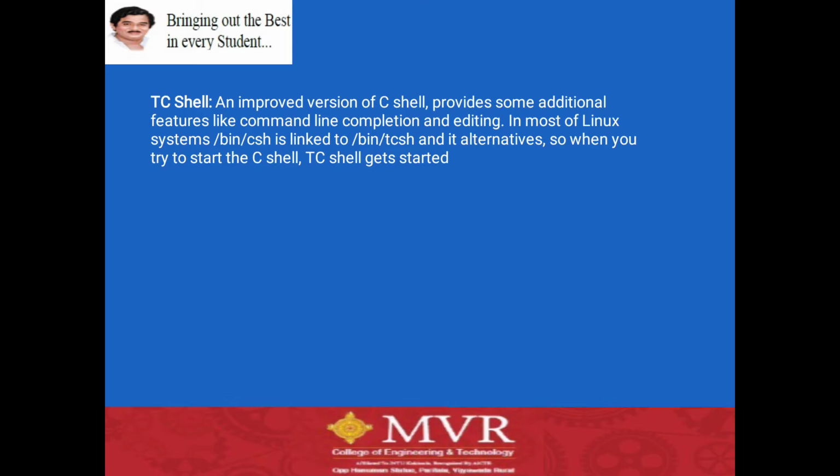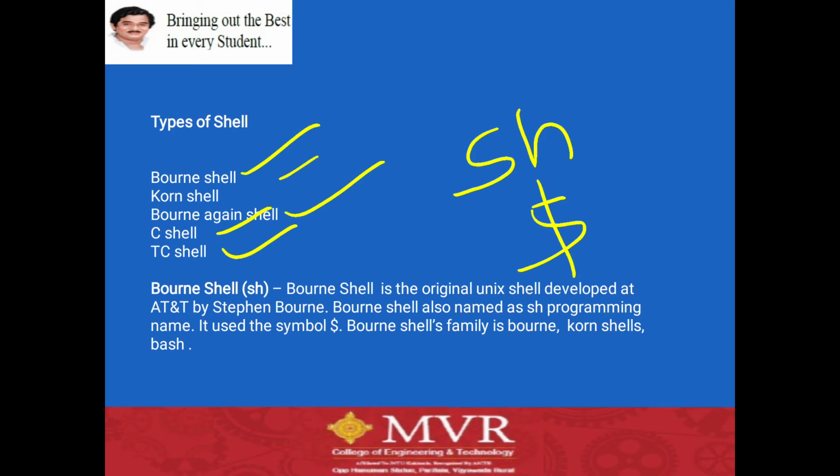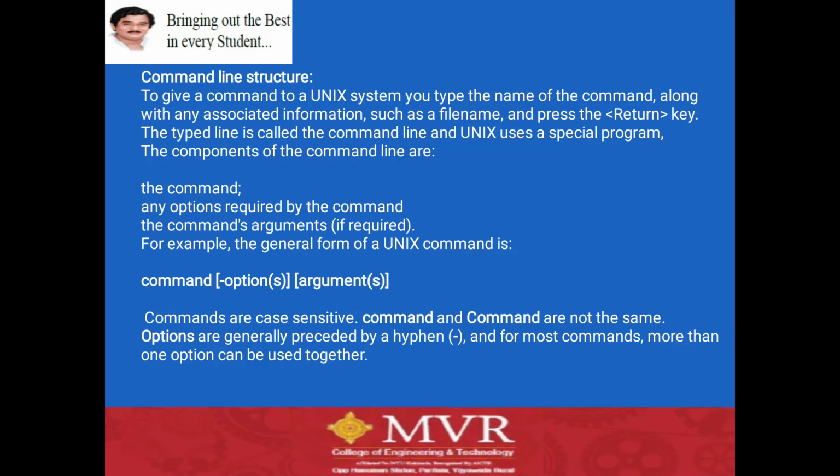And then the TC shell, which is the advanced version of the C shell. Normal C shell doesn't have command line editing, but the TC shell has that command line editing option. So it can also be used like the bash shell, that is the Bourne Again shell. Command line editing is allowed in the TC shell also. These are the 5 shells we will generally use in shell scripting.